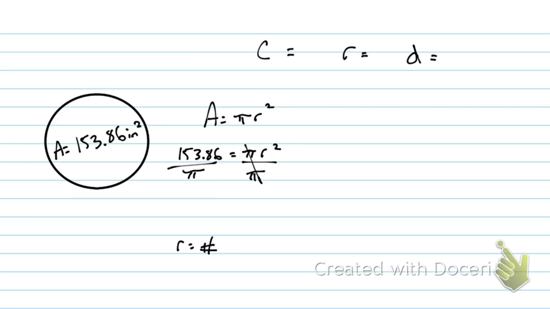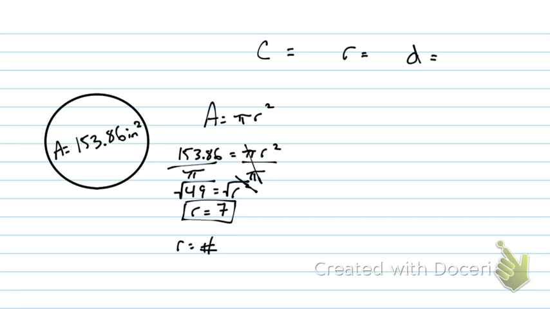So 153.86 divided by 3.14. That gives me 49. Now here's the thing that's a little new. How do you undo squaring something? What's the inverse operation to square? I'll give you a hint. It's got the word square in it. Divide by. Well, that's a good guess. That's a great guess. Square root. So if I take the square root of both sides, that eliminates my square, and I'm left with r equals 7. So square roots undo squares.